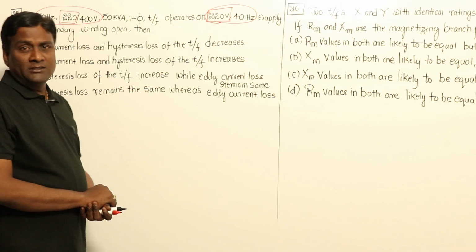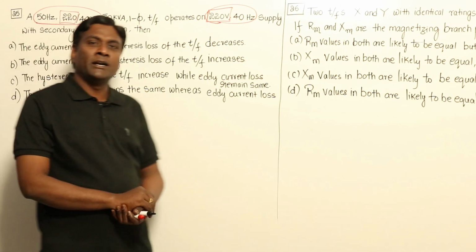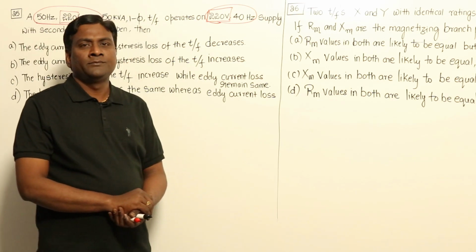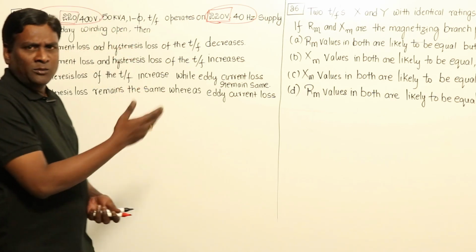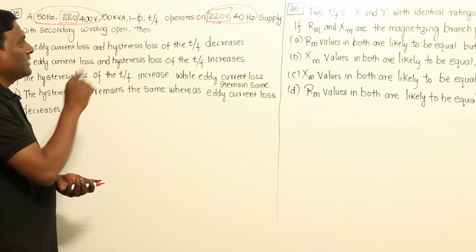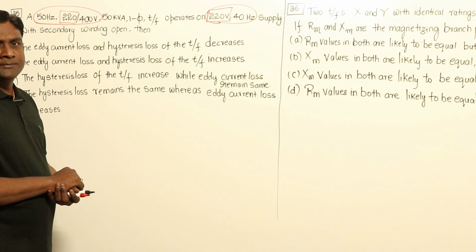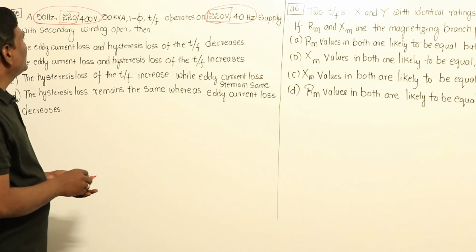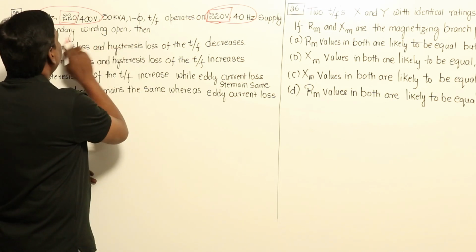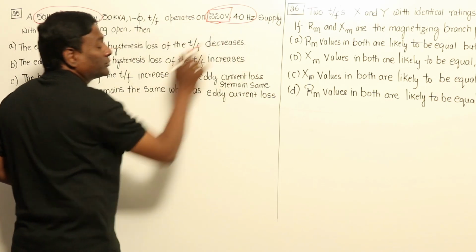Now the moment the voltage is the same, eddy current losses will be decided by only the voltage. So eddy current loss is directly proportional to voltage square. Voltage is constant, so eddy current losses will be constant. And second thing is, voltage is constant and the frequency of 50 Hz has been reduced.